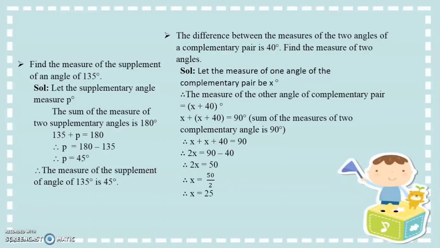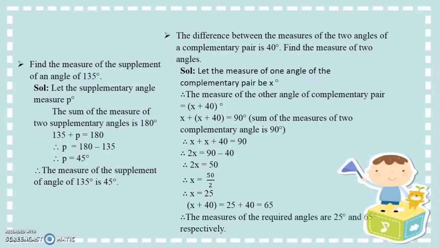We have got the measure of one angle because we had considered the measure of one angle as x. So we got the measure of one angle, x is equal to 25. Now to find the measure of the other angle, we substitute the value of x is equal to 25 in x plus 40. So we get x plus 40 is equal to 25 plus 40, which is equal to 65. So the measure of the required angles are 25 degree and 65 degree respectively.